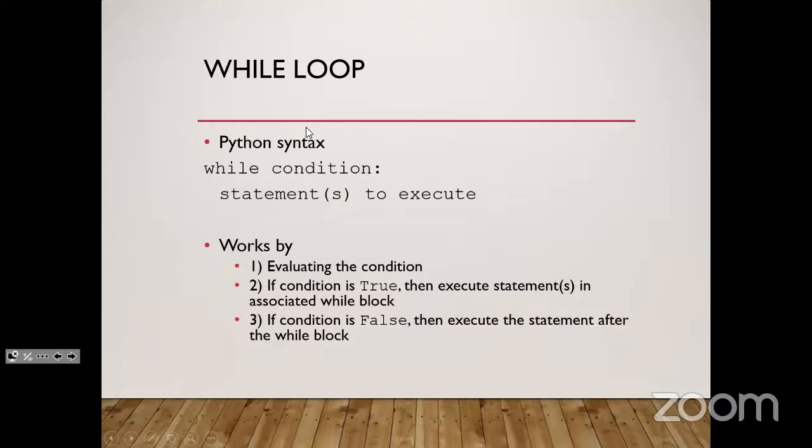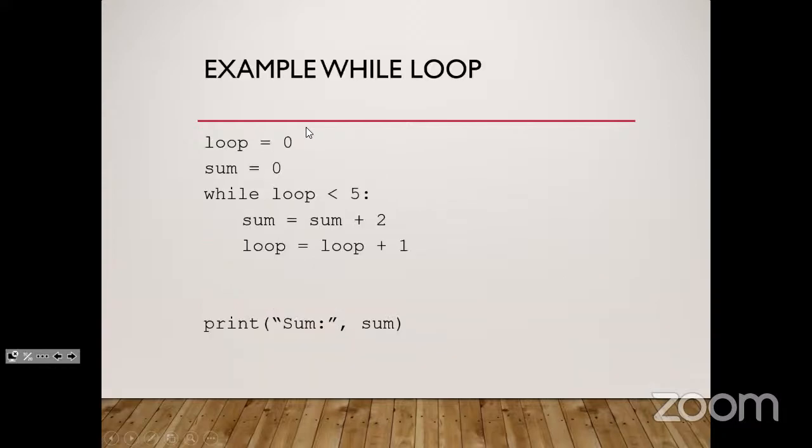So a while loop starts off with the keyword while and then a condition, just like your if. So you put something in there that evaluates to true or false. That makes sense? 5 is less than 10. That's true. If it's true, the indented statements run. If it's false, it skips all the indented statements and goes to the next unindented line. This is a simple while loop.